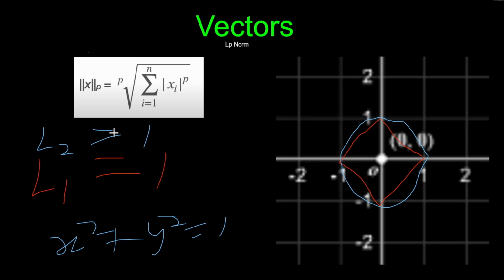So what if we increase the value of p here? Let's say for L3 or L4, L3. In that case, we will have a shape which is in between a circle and a square, a square or circle with the corners more curved. Eventually, if we increase the p-value up to infinity, we will have a perfect square shape.